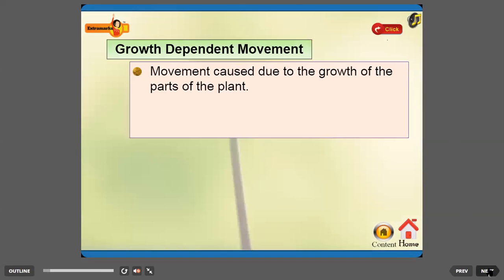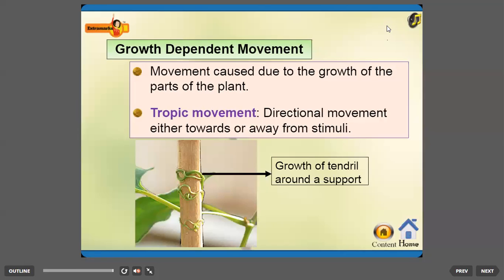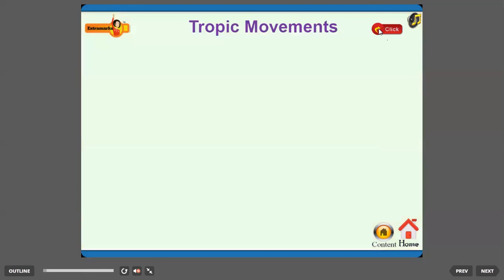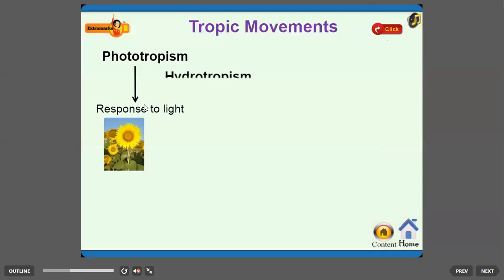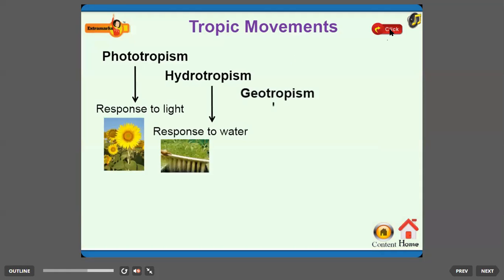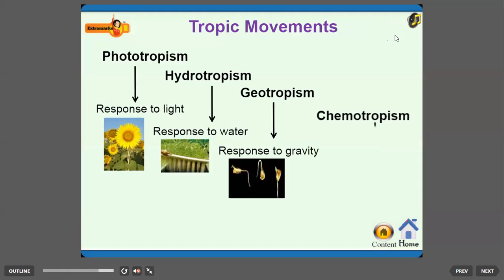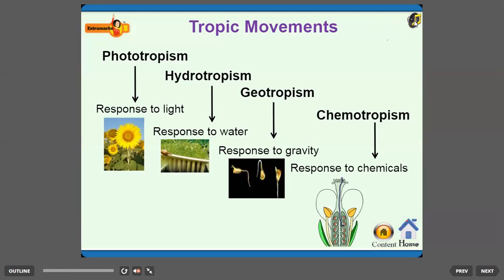Growth dependent movement में अगर जाएंगे, तो movement caused due to the growth of the parts of the plant. The tropic movements, इसके बारे में मैं आपको बात कर रहा था. तो directional movement either towards or away from stimuli. अब इसके नीचे मैंने कहा पॉजिटिव और नेगेटिव. Let's see. Tropic movements में अगर हम लोग क्लिक करें तो phototropism, hydrotropism, geotropism, chemotropism, और thigmotropism.